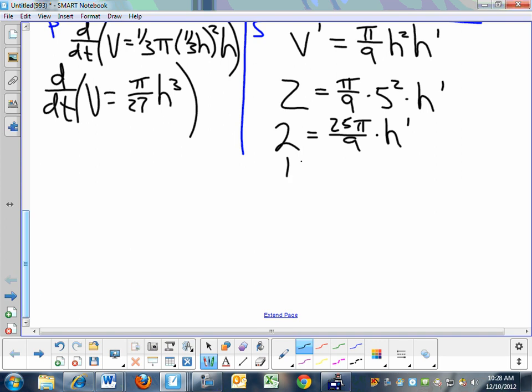Multiply by the reciprocal. 18 over 25 pi is equal to h prime, which is... We said 18 over 25 pi. What is my label? Go ahead. I wrote it in terms of pi. I think it's cleaner. If you want a decimal, go ahead. Either way is acceptable.